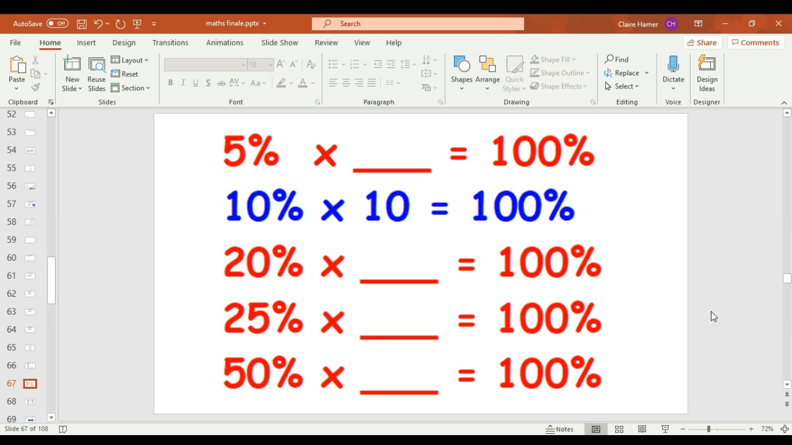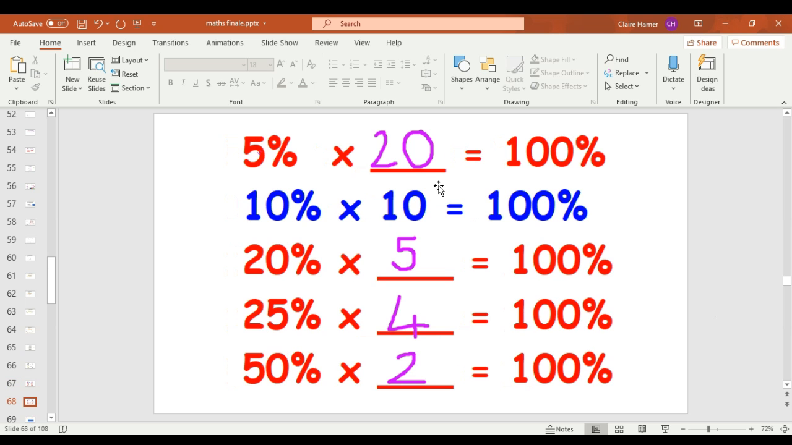Okay, I'm going to reveal the answers, so press pause if you're still working. Okay, so 20 lots of 5% make a whole, 5 lots of 20% make a whole, 4 lots of 25% make one whole, so 100%, and 2 lots of 50% make 100%. Okay, so those are good facts to know.